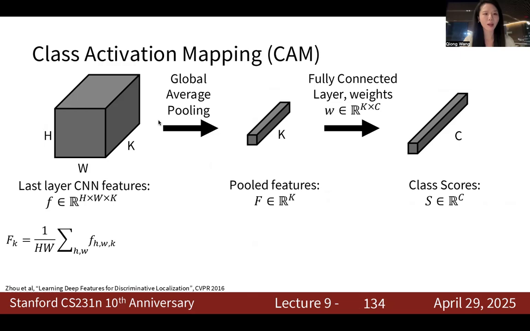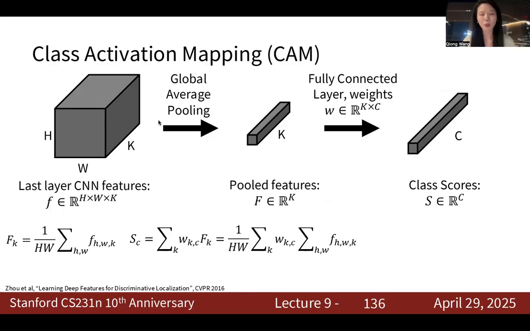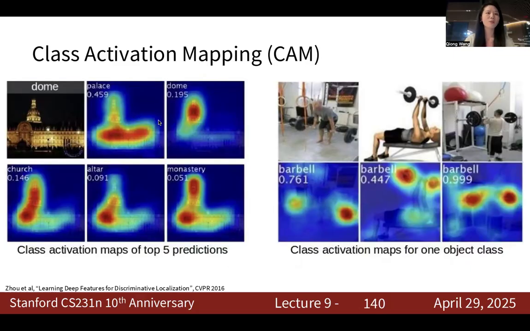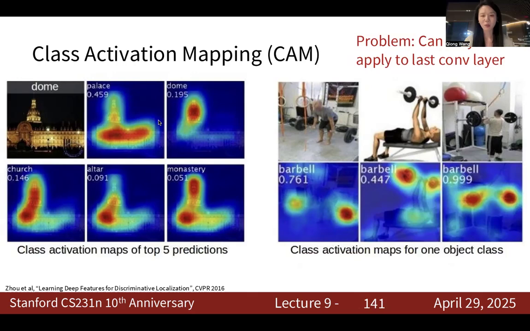Firstly, we calculate the last layer conv features, and then we get the score, and then we work on the pooled features, and we sample it to extract the important part, and then we get the class activation maps like this. We use CAM to calculate like this. You can see this example, a building and a human in the gym. The problem is it can only apply to the last convolutional layer.